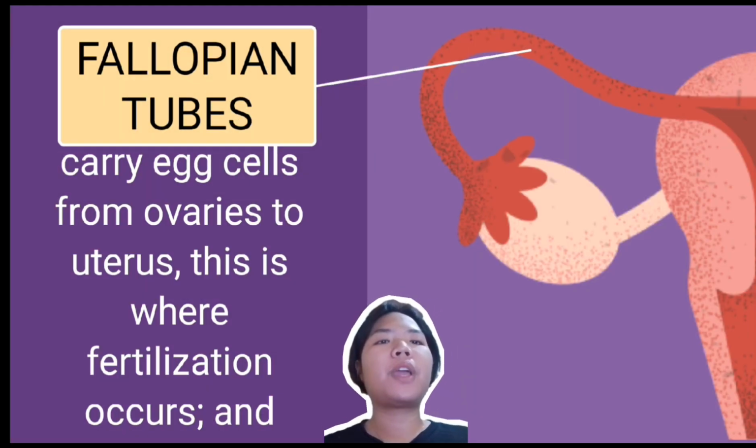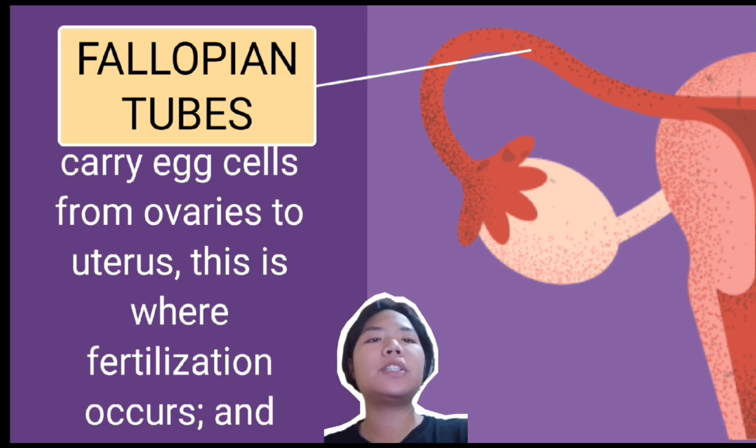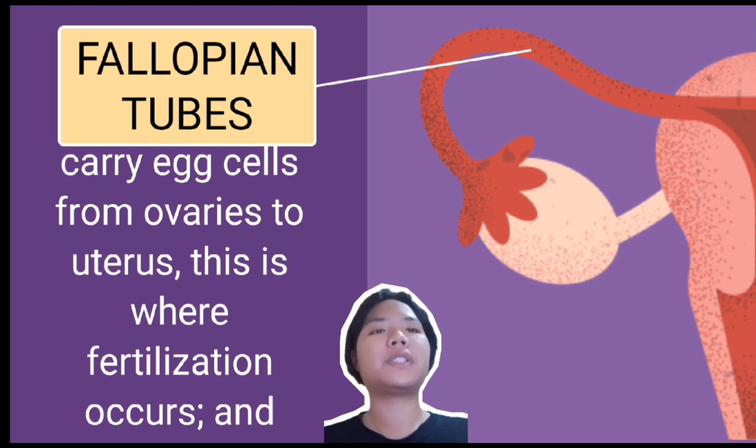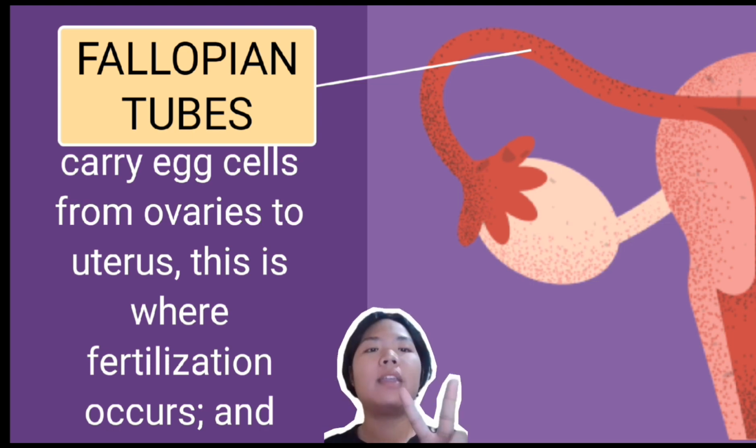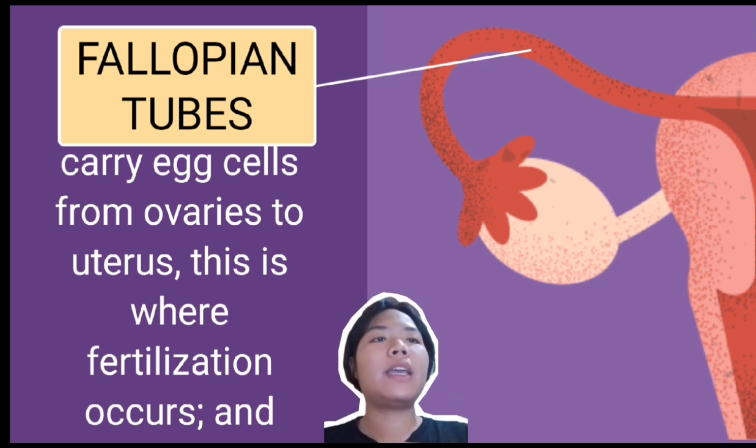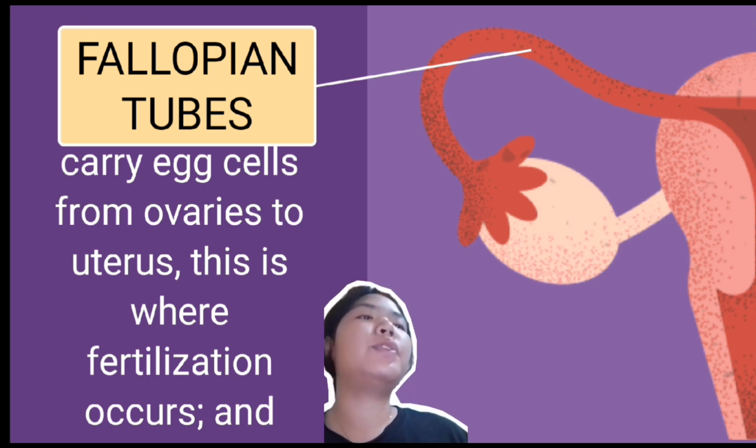So the fallopian tube carries egg cells from the ovaries to the uterus. This is where fertilization occurs. The fallopian tubes are the two thin tubes that lie between the ovaries and the uterus.